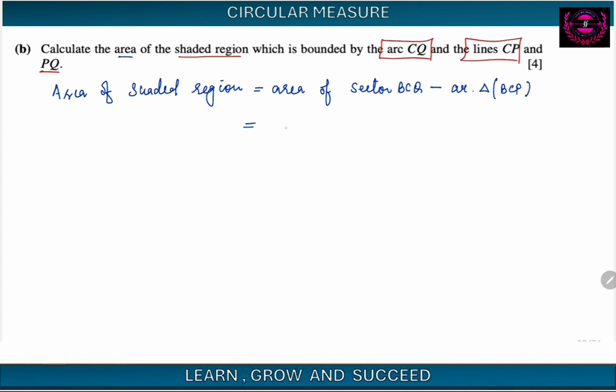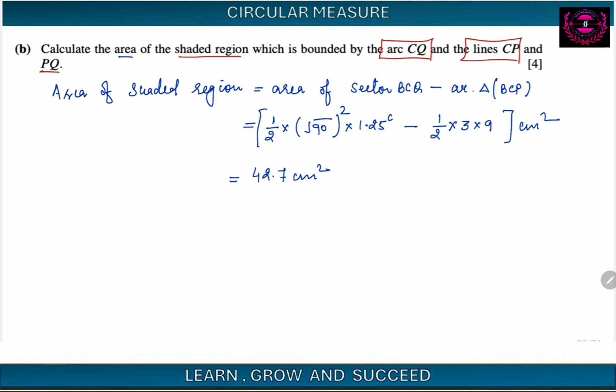I can find the area of sector BCQ as half r squared theta, and r is nothing but length BC, which we have already calculated. So half into root 90 squared into theta, which is 1.25 radians, minus the area of triangle BCP, which is half into base into height. So base is 3 and height is 9. So this is our shaded area, and on calculation it will give you a value of 42.7 centimeter squared.